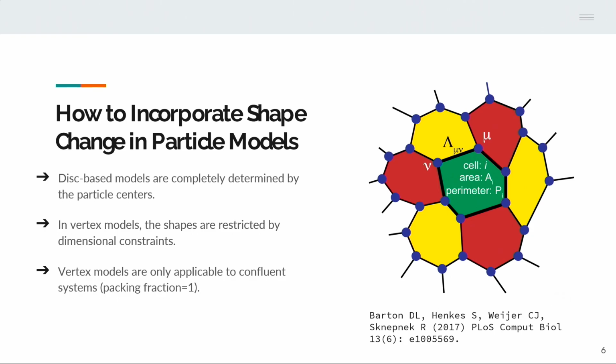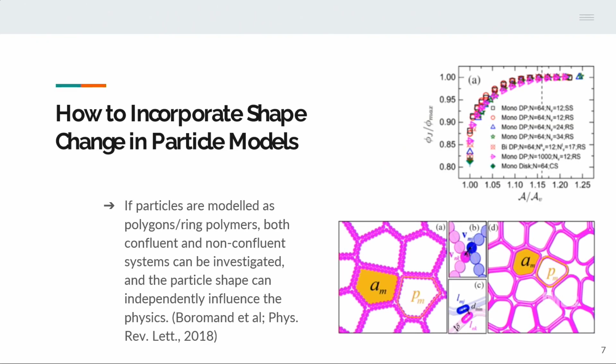So disk based or point particle models are completely determined by the particle centers, while in vertex models there is an example picture here. We see that the shapes are restricted by dimensional constraints, and also this is only applicable to confluent systems. So now instead, if we have particles modeled as polygons or ring polymers, then both confluent and non-confluent systems can be investigated.